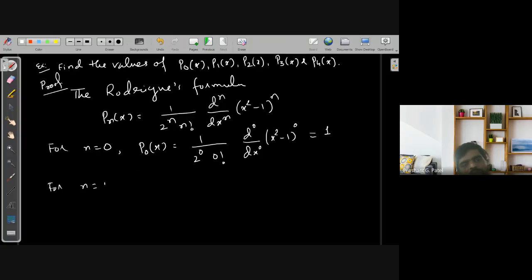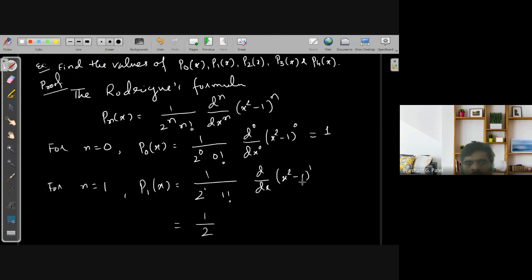For n equal to 1, we'll have P1 of x, which is 1 upon 2 power 1 into 1 factorial, d by dx of x square minus 1 power 1. So when you differentiate this quantity, we'll have it as 2x. So P1 of x is x, that we got.